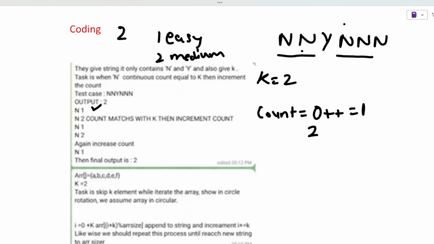Now again this n came, this n came. So again two consecutive n's, and it is equivalent to the value of k. So again it will increment the count by 1, so it will become 2. So this is the straightforward approach. This is the easy level question. I hope it is clear to you.